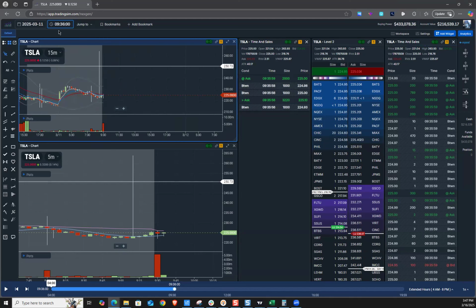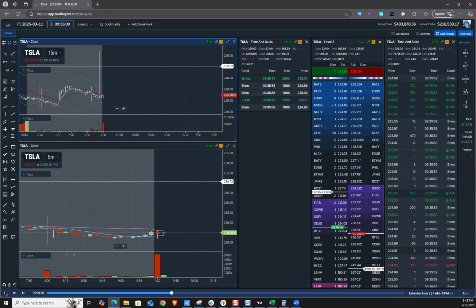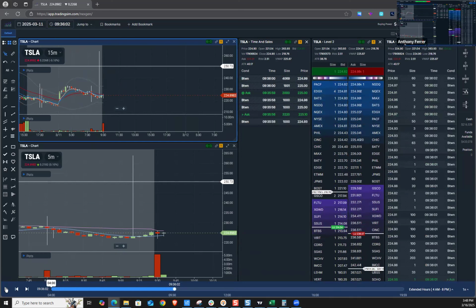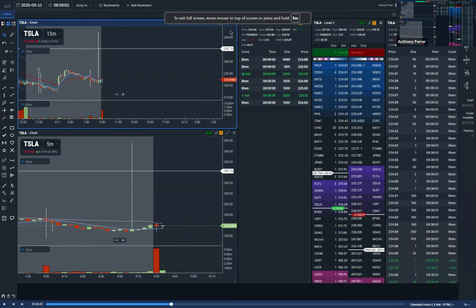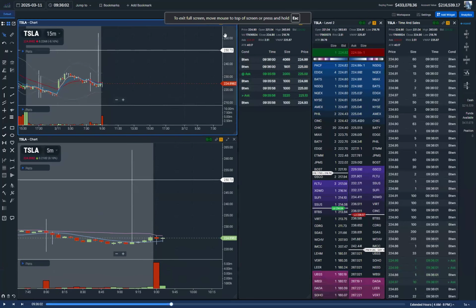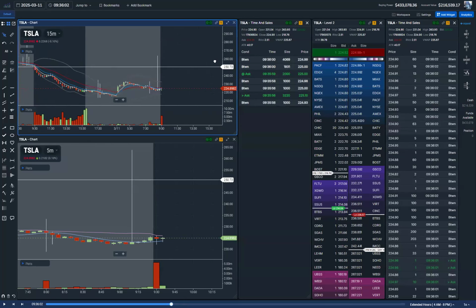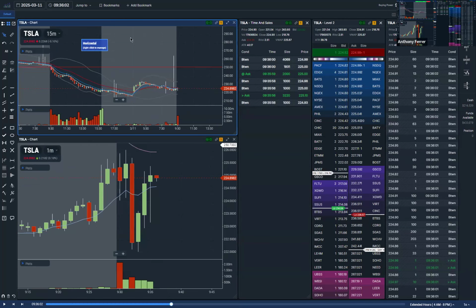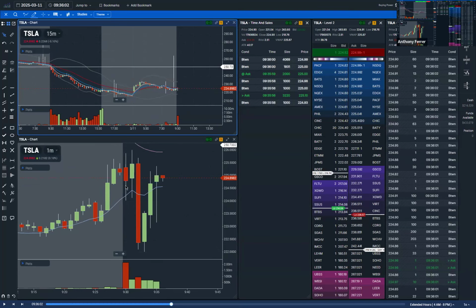Would you be able to click F11? Let's see if it zooms up a little bit. It's a little hard to read everything. F11. Is that better? Yeah. And would you be able to put 1-minute on the bottom one and 15-minute on the top? Because the one on the bottom is a little bit bigger. Sure. Okay, thank you. No problem.